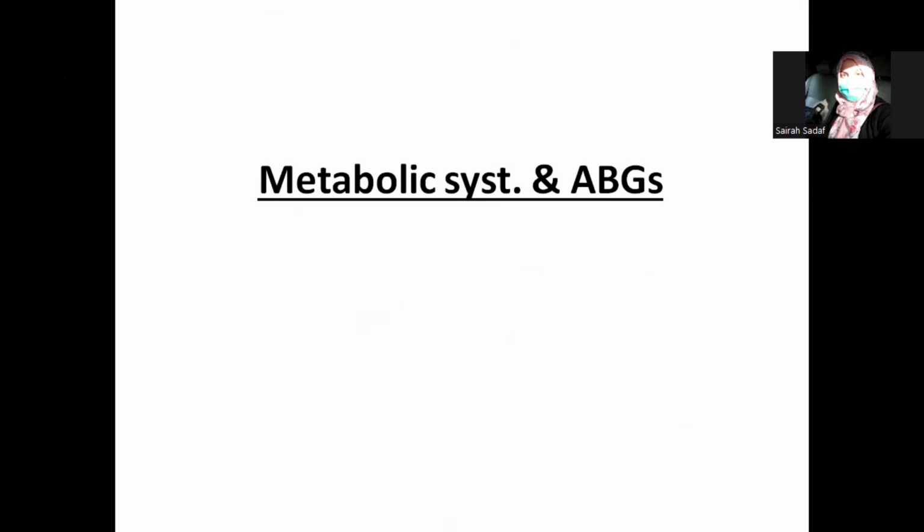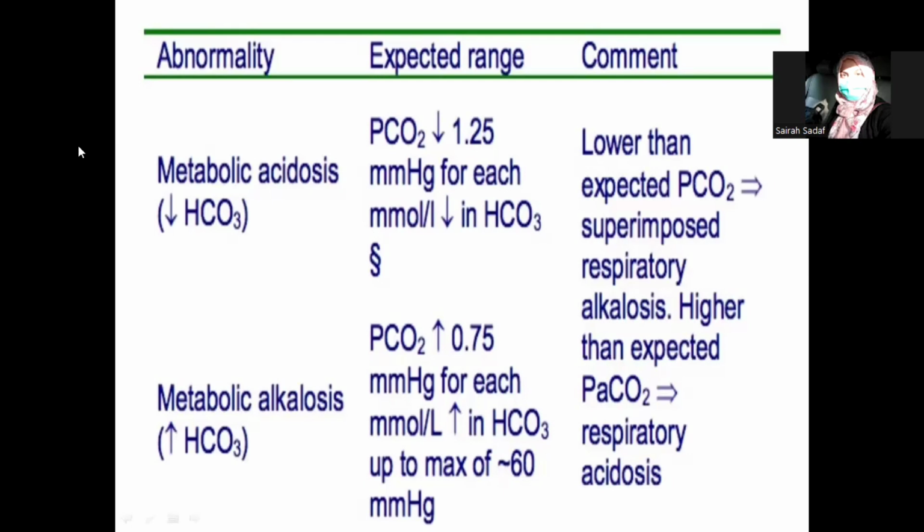Today, we will discuss the metabolic system, and mostly I will discuss metabolic acidosis, the main part, and further I will elaborate on the anion gap and how to calculate it. Now, we have abnormality of metabolic acidosis here, and then we have abnormality of metabolic alkalosis.